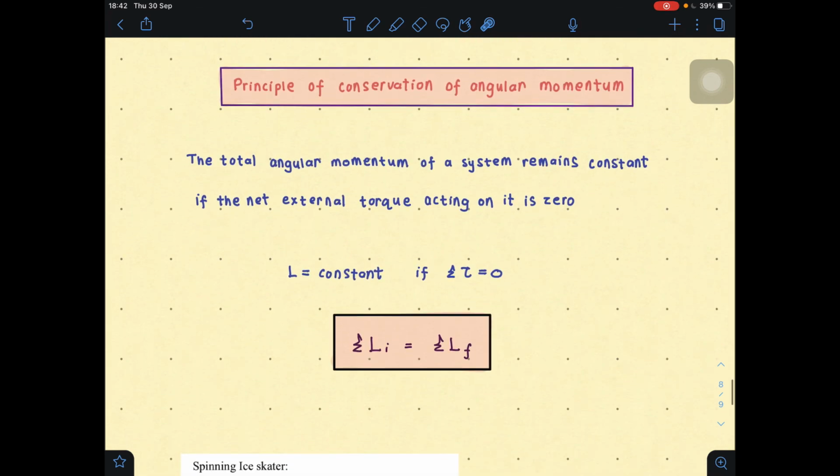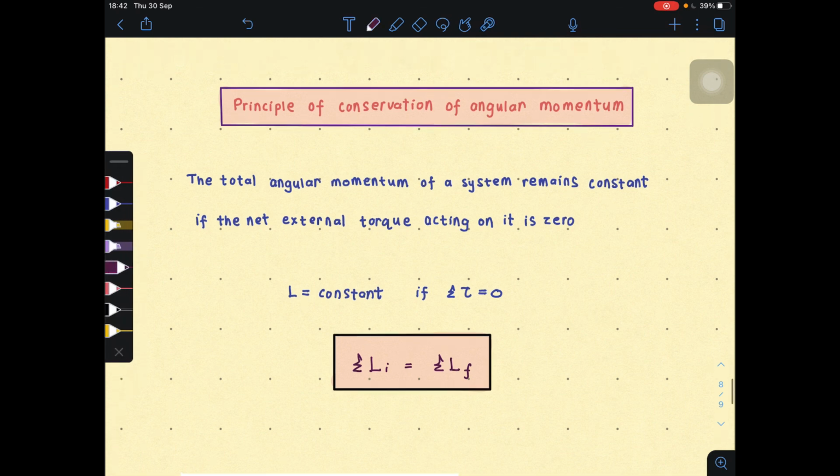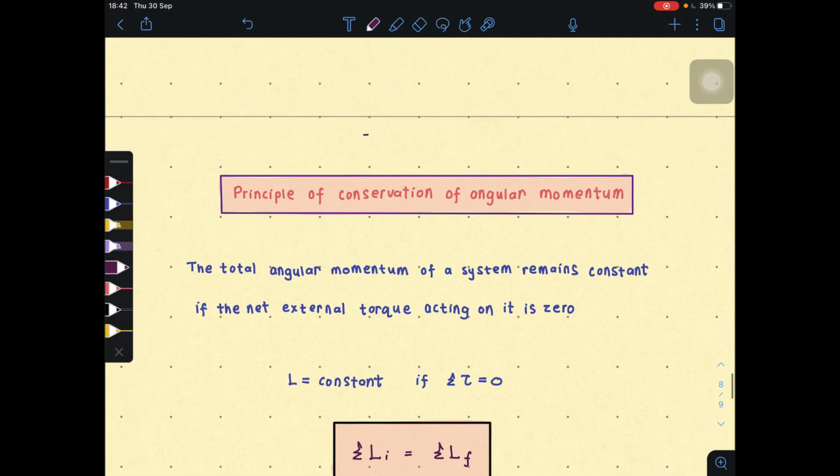Okay, now we're talking about principle of conservation of angular momentum. Before this we already know, we learned in linear momentum, that the sum of the momentum initial will be equal to the sum of momentum final if the sum of the forces acting on the body is equal to 0. So conservation of momentum has a condition here: there must be no force acting on it.